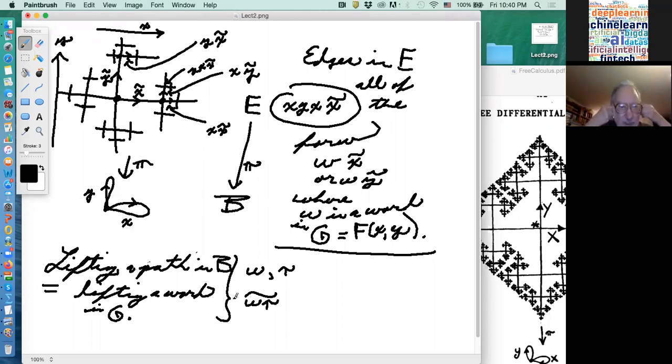So the answer is, first you lift W. And of course, you also would like to lift tau. But if you lift tau, when I say lift, I always start my lift at the base point. So tau is in the wrong place. But if you act on it by W, you get the correct answer. Now let's take a look at that. That's the key to the whole thing.